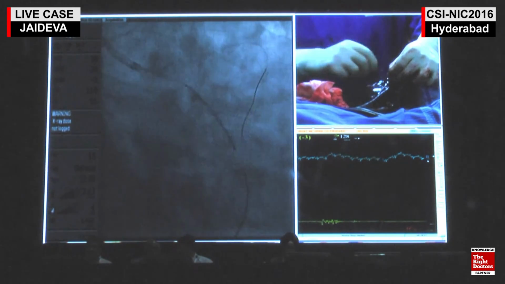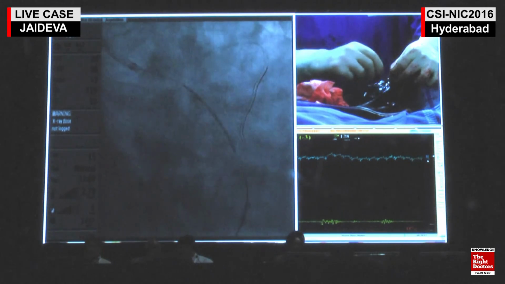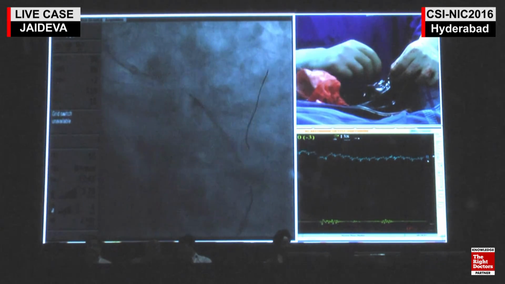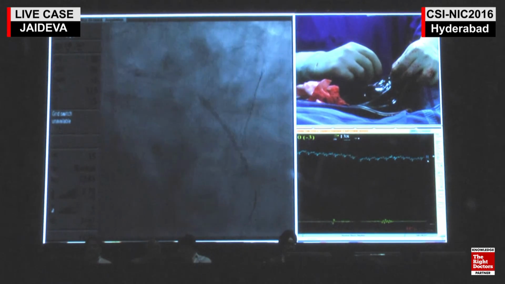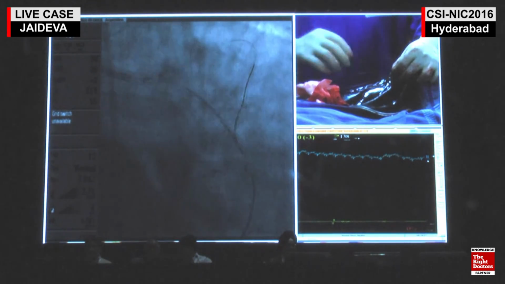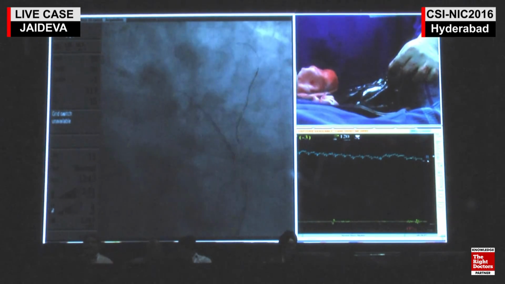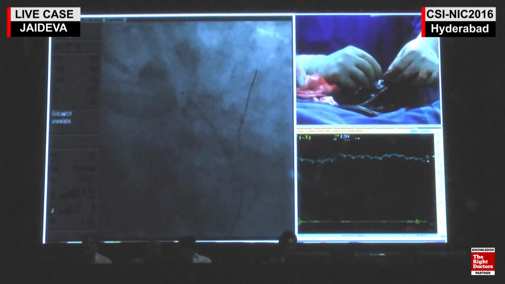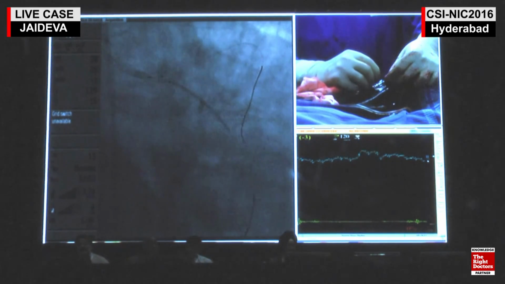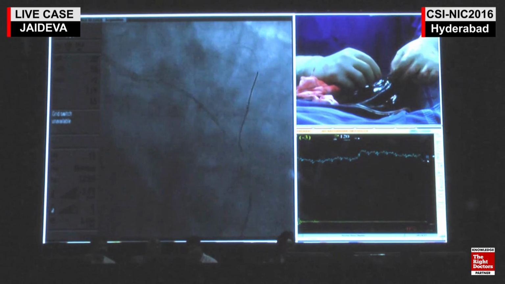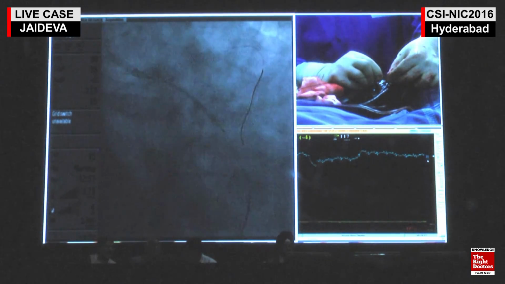So now we are there with the 4.5. 4.5 balloon across left main to LAD, and this is left main. Okay, go, stent boost, stent boost. Somewhere back in that stent. Okay.